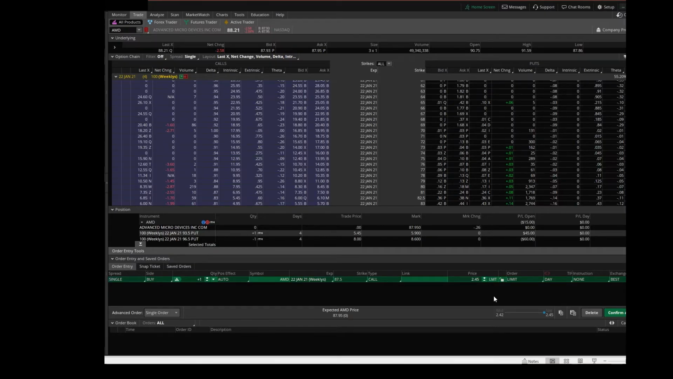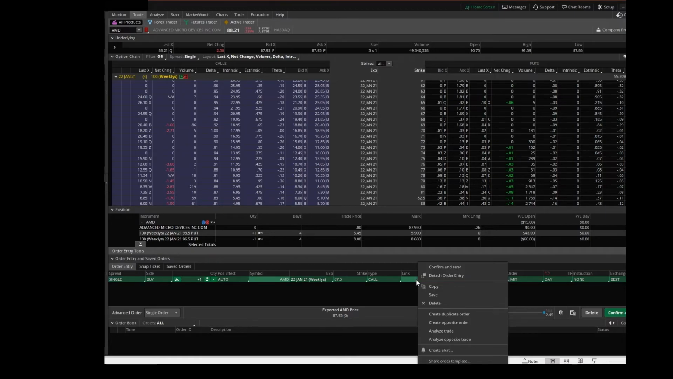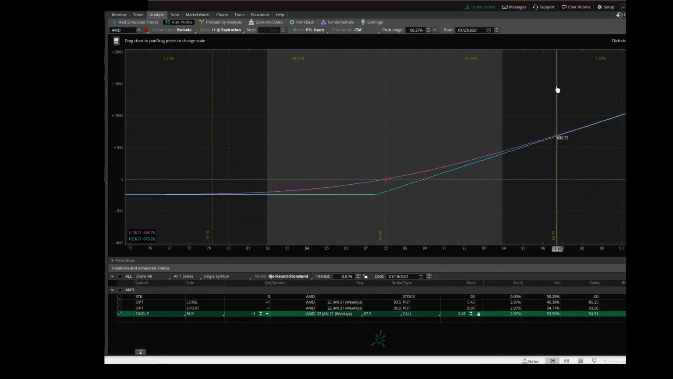Now that we understand how to draw this profile on paper, let's go ahead and look at the actual options profile using Thinkorswim's Analyze Trade feature. Right-click on the order summary and select Analyze Trade, and that brings up the profit and loss profile for this option. This brings up the P&L profile for the chosen call option.